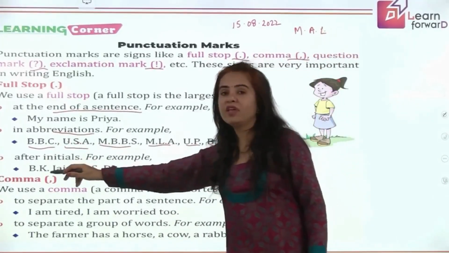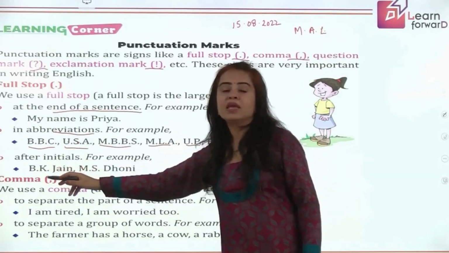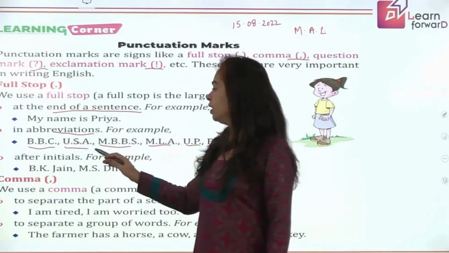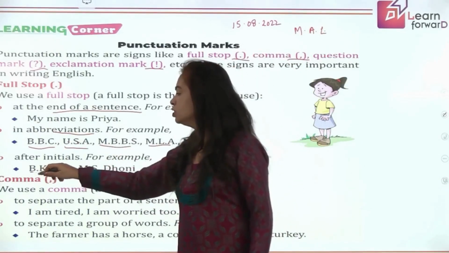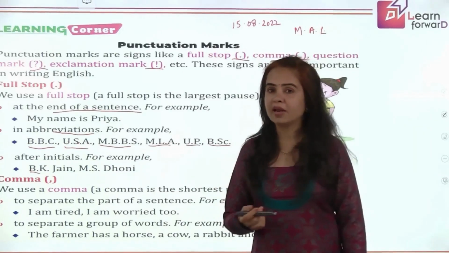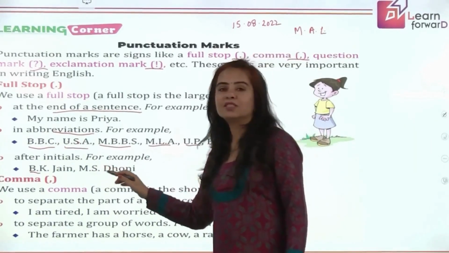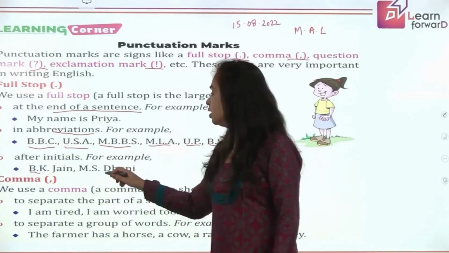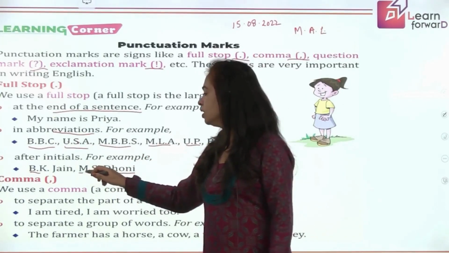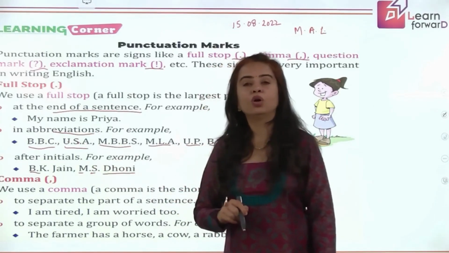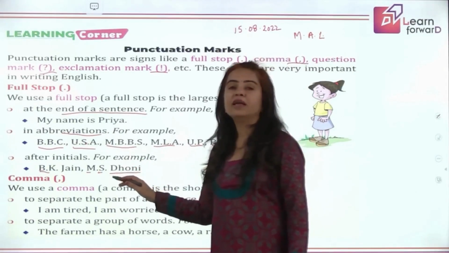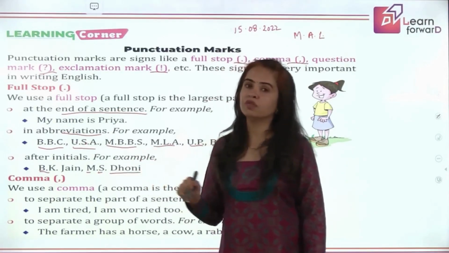So here we have some more examples. B.K. Jan. So this is the name of Mr. Jan and his full name is not mentioned, only his initials are written. So you can just mention the initials of your parents, your grandparents. M.S. Dhoni. So his full name is not written here. We are just writing Dhoni and for his name we are writing M.S.